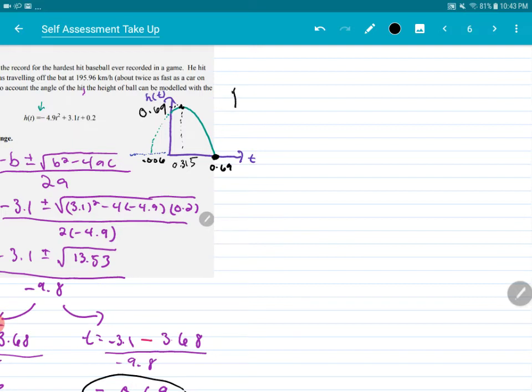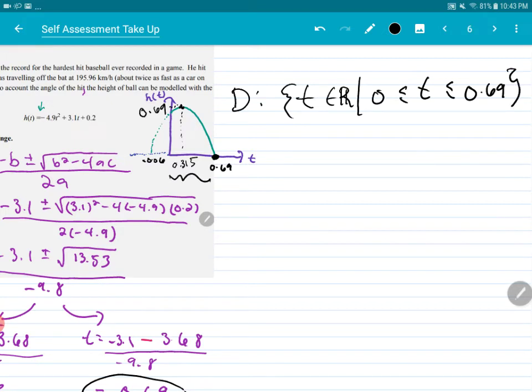For the domain, we know that we're using t instead of x, so it could be any real number, but it's probably going to be between 0 and the other t-intercept that we found, which is 0.69. That makes sense because our graph only really exists between those two points, 0 and 0.69.